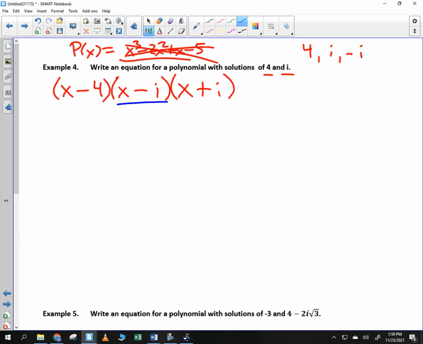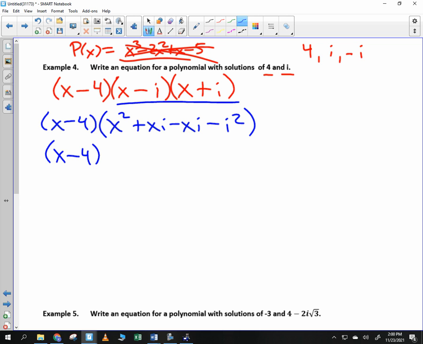So let's focus here first, okay? I've got x minus i times x plus i, multiply it, what do we get? x squared. Okay, you've already canceled the i's. I'm just going to show it. Plus xi minus xi. Right? And then I got a minus i squared. Very good. So the conversation is now that we have an x squared.